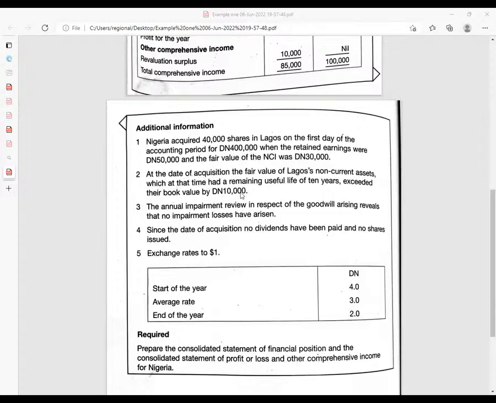At the date of acquisition, the fair value of Lagos non-current assets, which at that time had a remaining useful life of 10 years, exceeded their book value by DN 10,000. So can somebody in this case here advise me? What do you think in this case here shall I do?